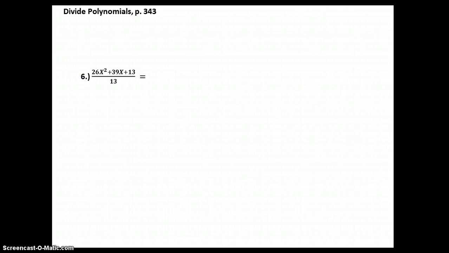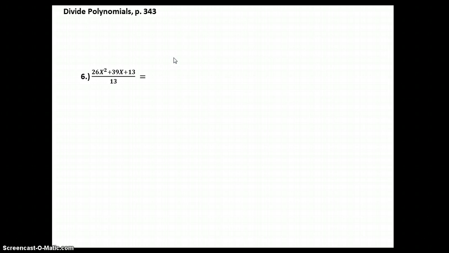Okay, in this video, I want to talk about dividing polynomials. What's a polynomial? It is a mathematical expression that has multiple terms in it. Like this one up here, this numerator, you see how there are three things being added together? Well, that's a polynomial, and we're dividing that by 13.